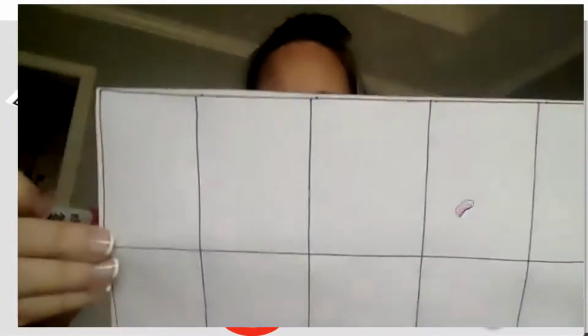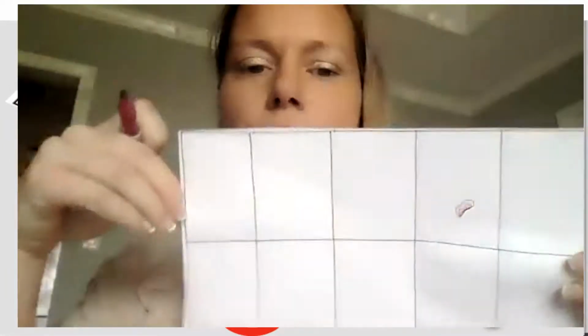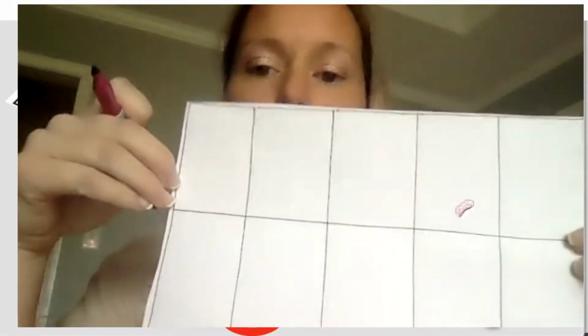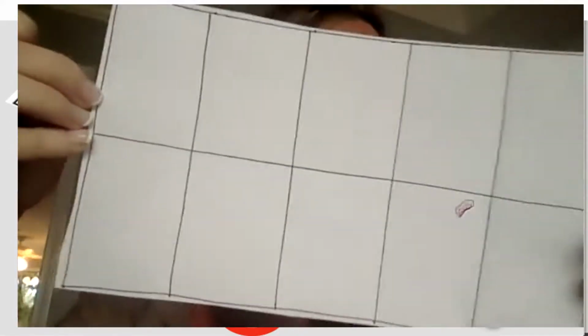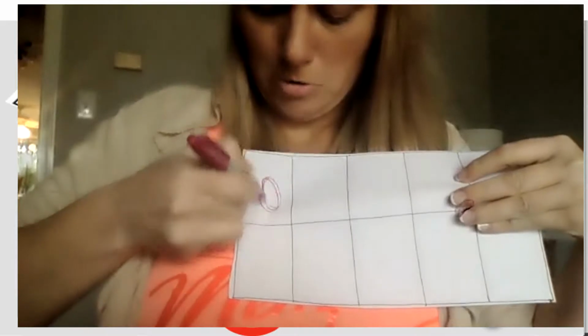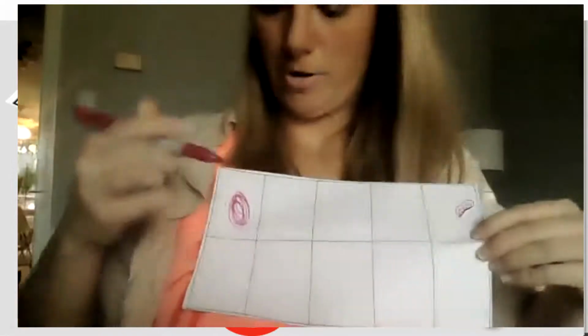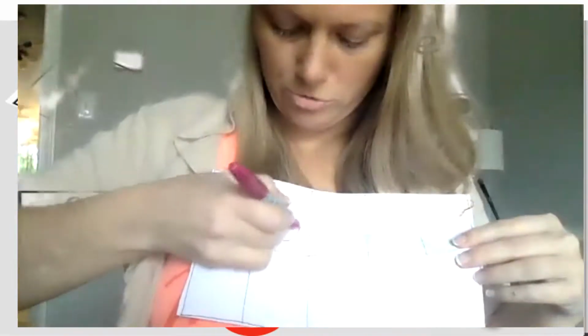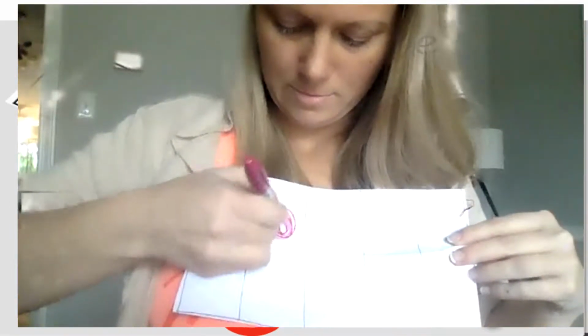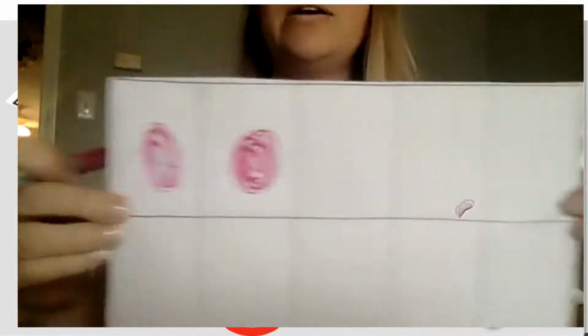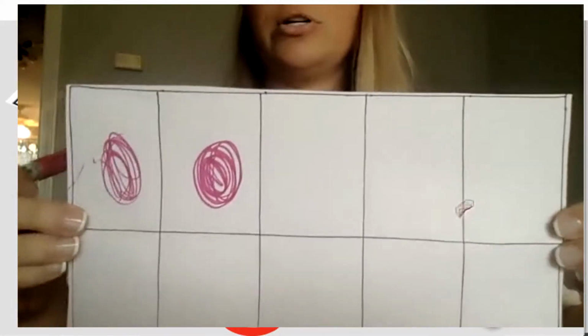So if you had your own 10 frame like this, and I said to you, can you show me the number 2 on the 10 frame? This is what you would do. You would go up here to the very first one. You would draw your circle. And you color it in. Now, I'm sorry, there's 1. I wanted the number 2. Okay, I colored in 2 circles on the 10 frame.